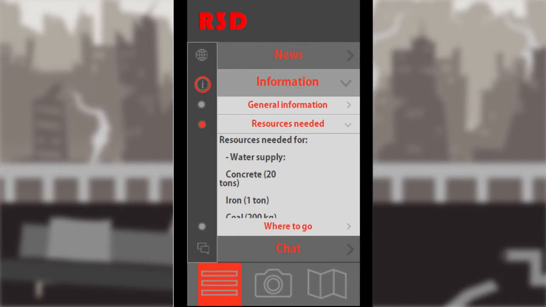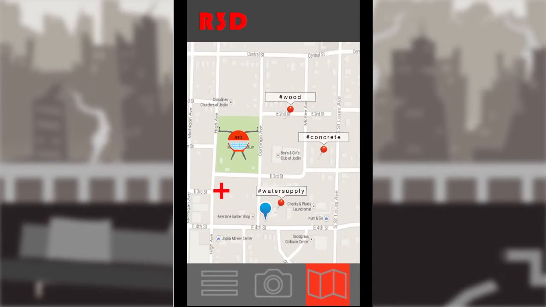Now, Jonathan, if you could go into the information again, you can see what resources would be needed to repair the water supply. As you see, you need some concrete and metals. If you or someone else have found these materials and they are tagged on the map, you can go there, gather them and perhaps even bring them yourself to the headquarters where they can be recycled and reused in our machines.